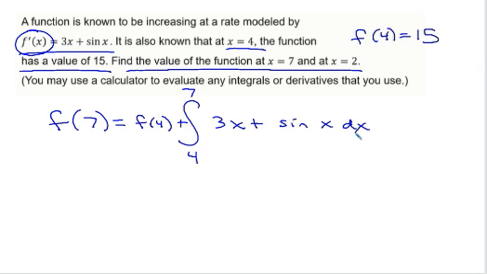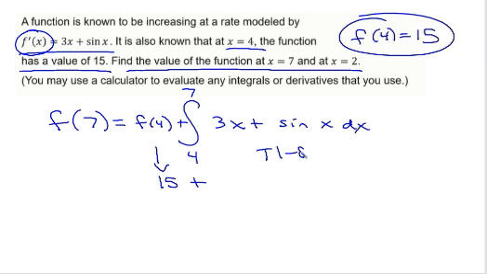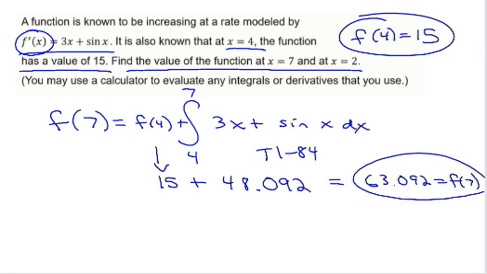This is a definite calculator problem. They told me f of 4 was 15. And then I can use the TI-84 over here, and I'm just going to tell you what that value is so we can get through our other problems. It's 48.092. And I get the answer is 63.092. That is f of 7. Now, they also told us to find the value of the function at x equals 2.